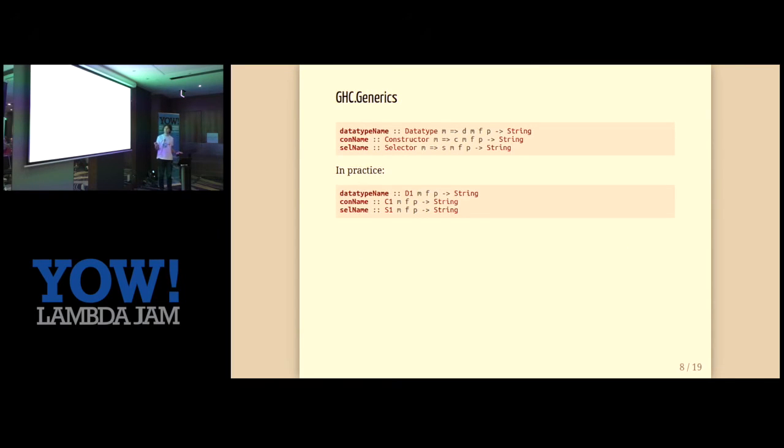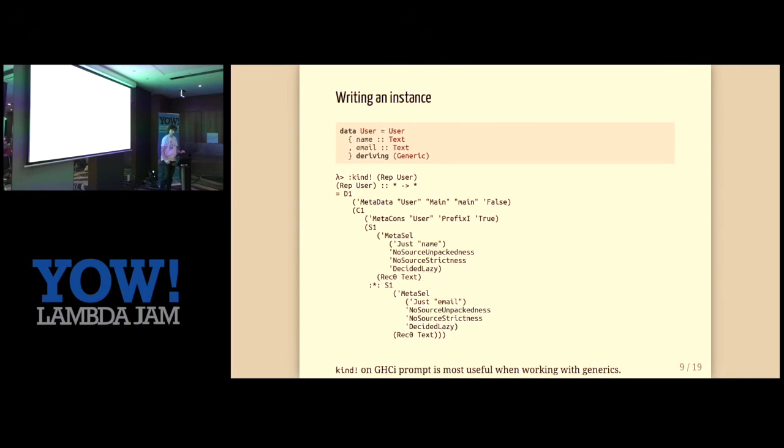So it's going to be the same for all the types, for any type that we have here. The data type name is going to be the same for each value of this type. So you don't need an actual value. It's just based on the type. So let's see how it works in practice with our user type.